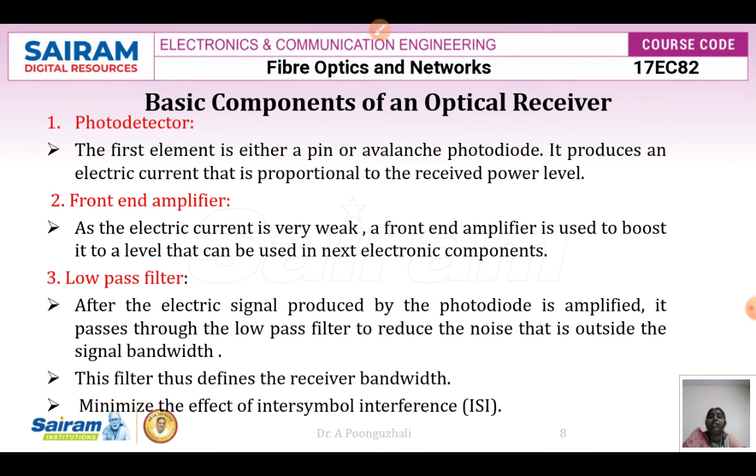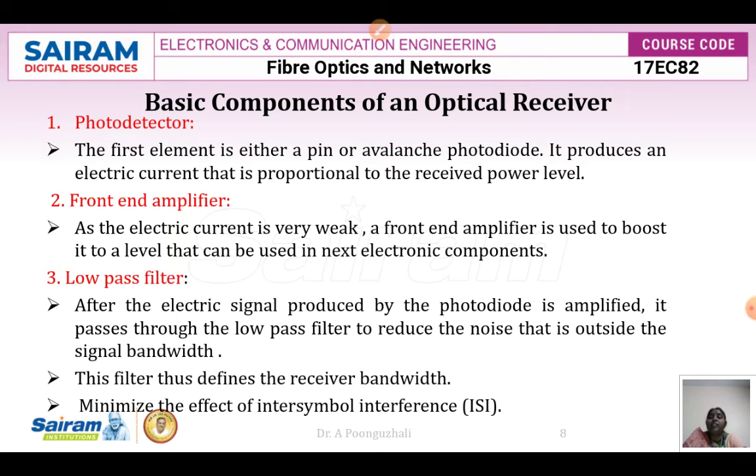Here the basic components of the optical receiver begin with the photodetector. The first element is going to be either your pin or avalanche photodiode. It is going to produce an electric current that is proportional to the received optical power. The front end amplifier is needed because the electric current we receive is going to be very weak, so a front end amplifier is used to boost the amplification of the signal so that it can be processed by the remaining electronic components there.